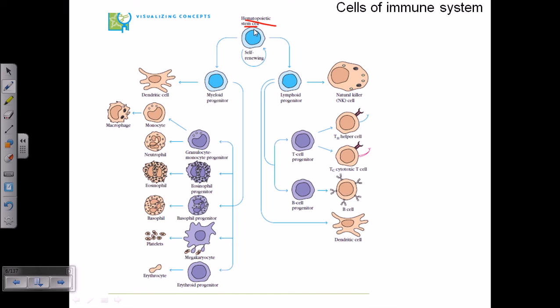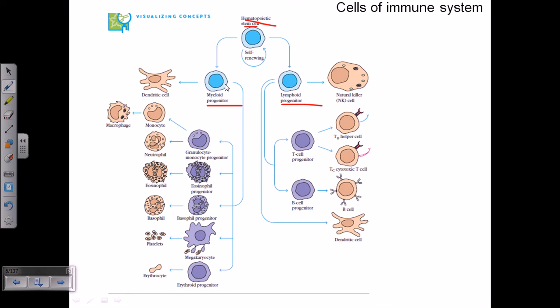As they are stem cells, they can give rise to many different types of cells, so they are totipotent in nature. These stem cells can renew themselves, because they have a self-renewal ability as well as proliferation of other cells. Two different types of cells can be obtained from a hematopoietic stem cell: myeloid progenitor and lymphoid progenitor.